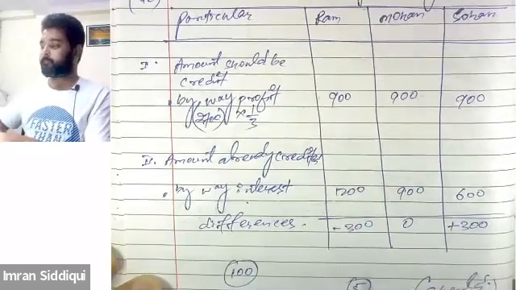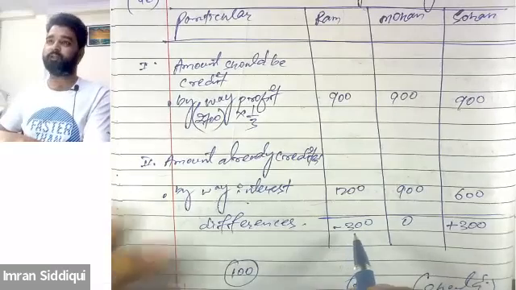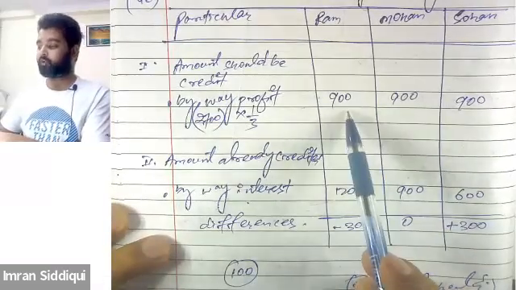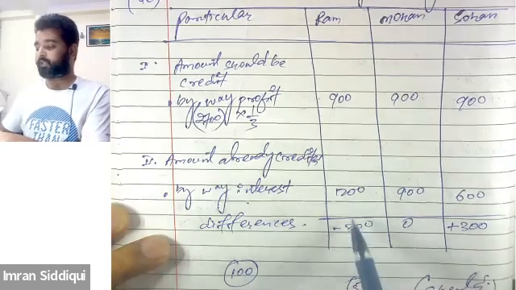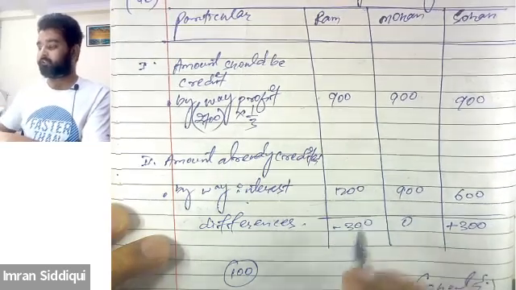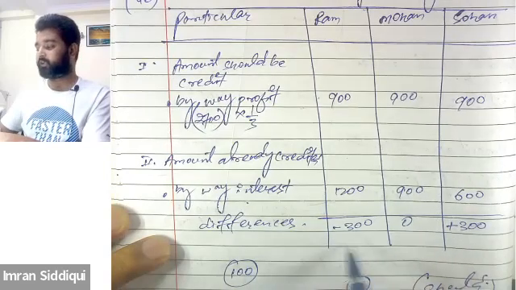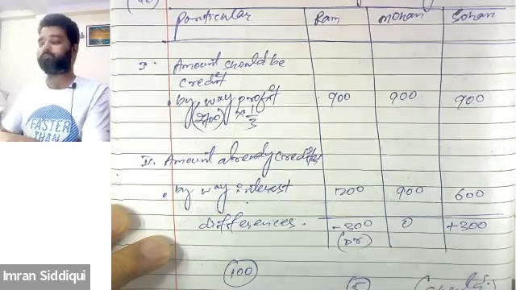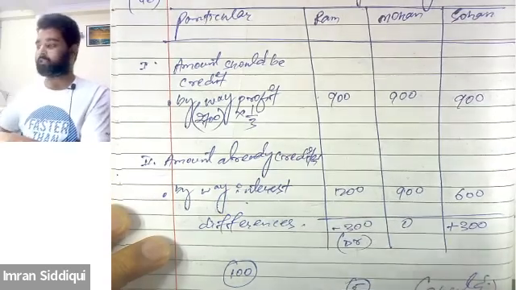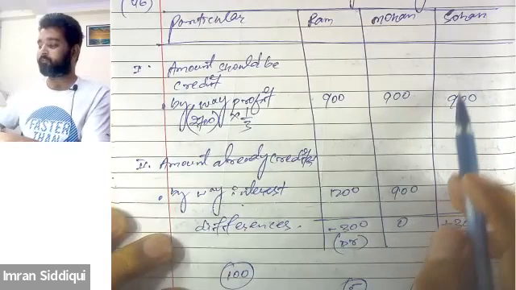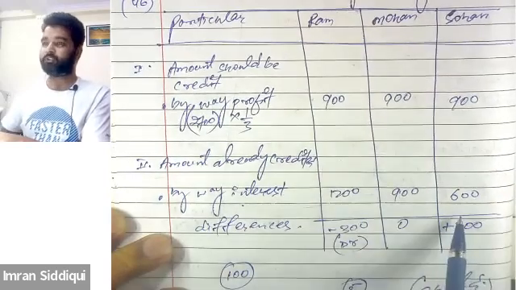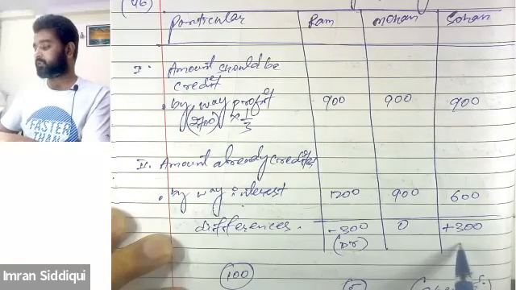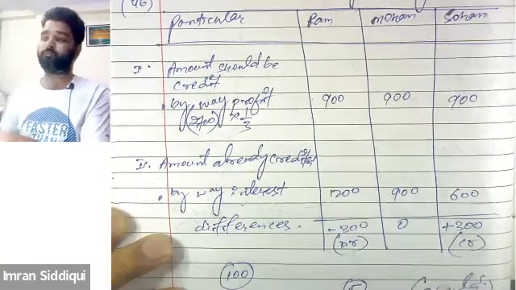That means Ram's account will be, tell me guys, debited or credited? He should have got 900. He actually got 1200. That means he will have to pay back 300, right? So we will have to debit his capital account. Similarly, Sohan should have got 900. He actually got only 600. That means he received 300 less. So we will have to credit his account by 300.